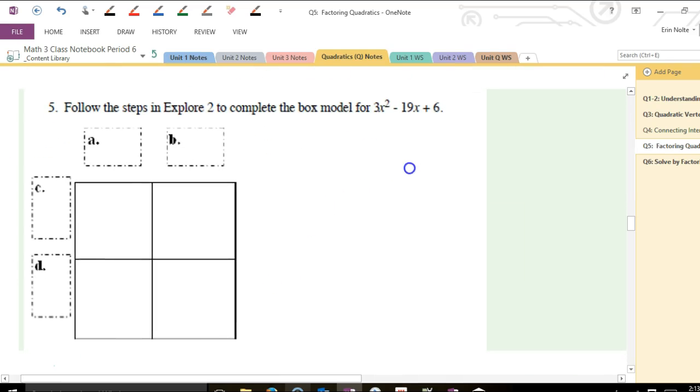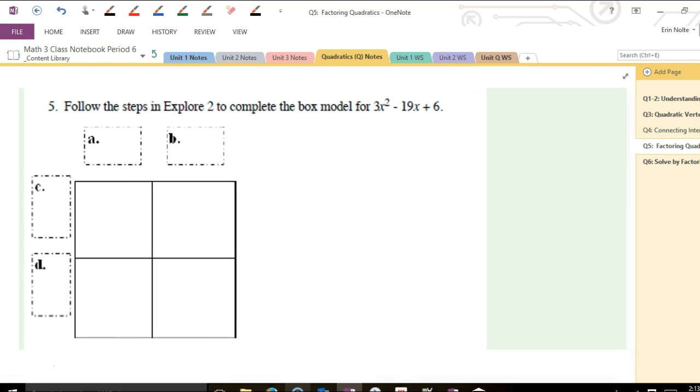All right, let's try it one more time. Let's see if we got this. Everybody ready? Here we go. What do I do first? First term. Which is? 3x squared. So 3x squared.